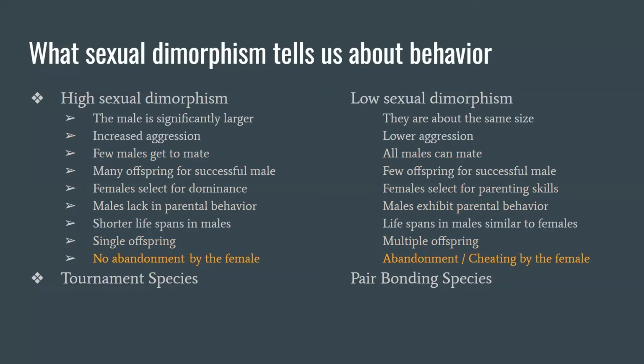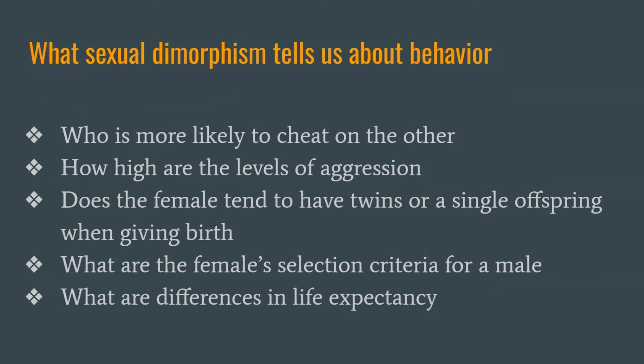And this goes on and on. But what it boils down to is, if you look at sexual dimorphism, what you learn is who is more likely to cheat on the other. If you're in a pair bonding species, it's the female who's more likely to cheat. If you're in a tournament species, the male has all the rights. How high are the levels of aggression? Depends on dimorphism in a way. Does the female tend to have twins or a single offspring when giving birth?